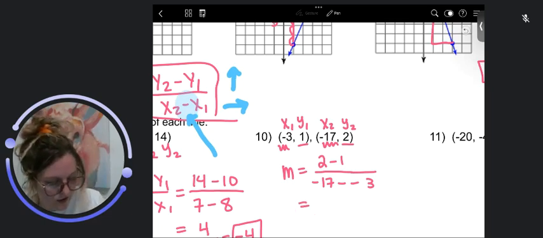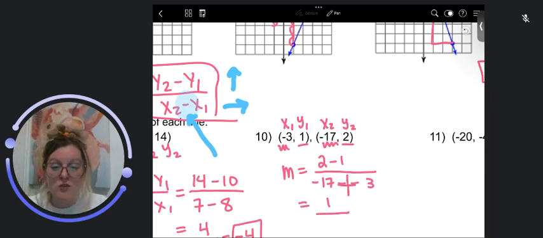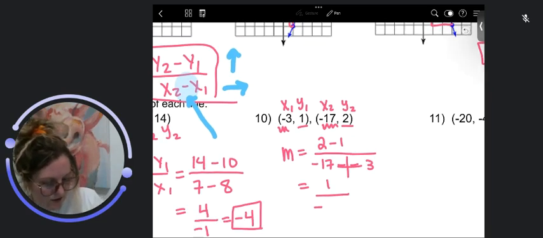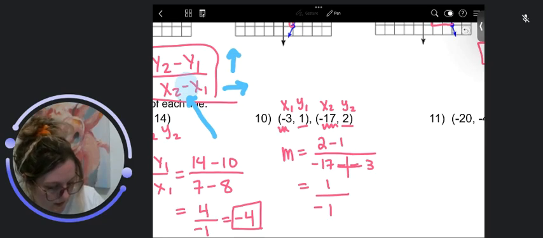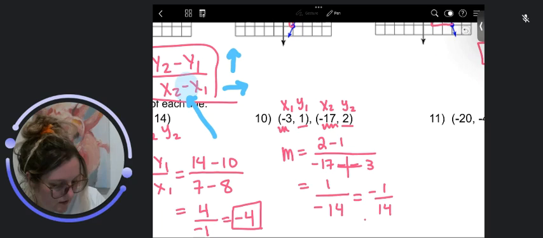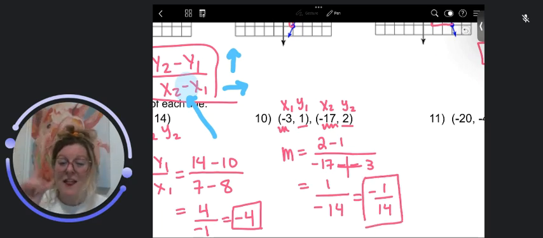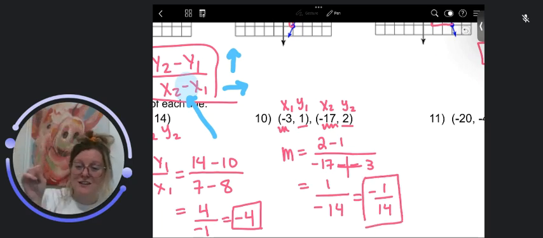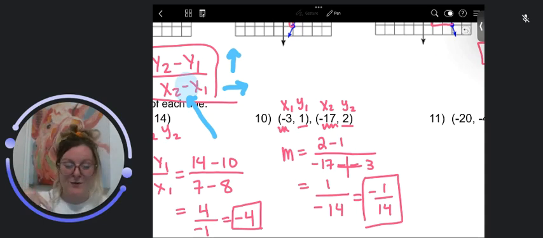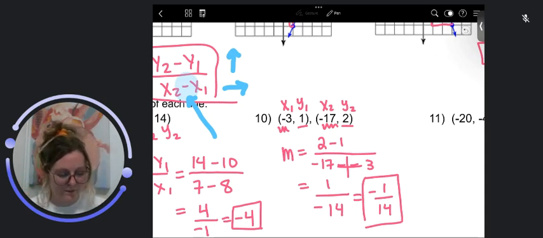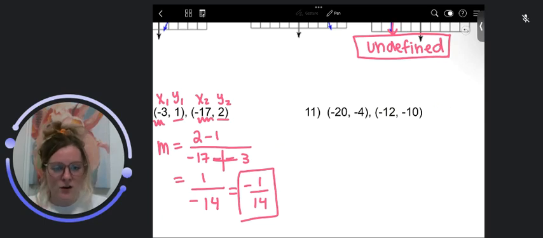Okay, we're going to clean up the top. 2 minus 1 is 1. In the bottom, negative 17 minus a negative. Two negatives make a big positive. So I'm going to say that adds together to a negative 14. And then we can say that's the same thing as negative 1 over 14. That's why we got that really long decimal, because that is not a nice number if you were to type it in your calculator. Okay, we're going to do one more of this kind.